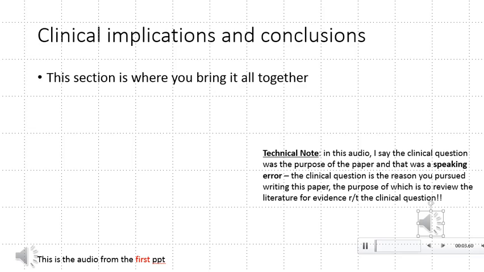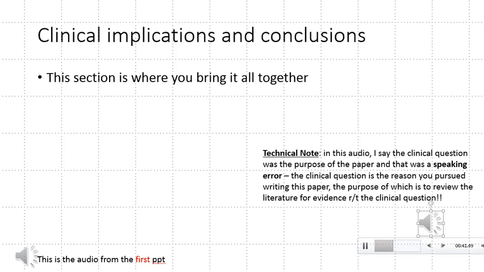And drum roll please, this gets us to the final section of your paper, the clinical implications and conclusions section. This is where you bring it all together, as we talked about in the first presentation. This little speaker down here in the left corner is the exact same audio from the first presentation, so there's no need to listen to that again here. But what I wanted to talk about in this presentation is how to sort of weave in your limitations and gaps in the evidence into the clinical implications and conclusions section.